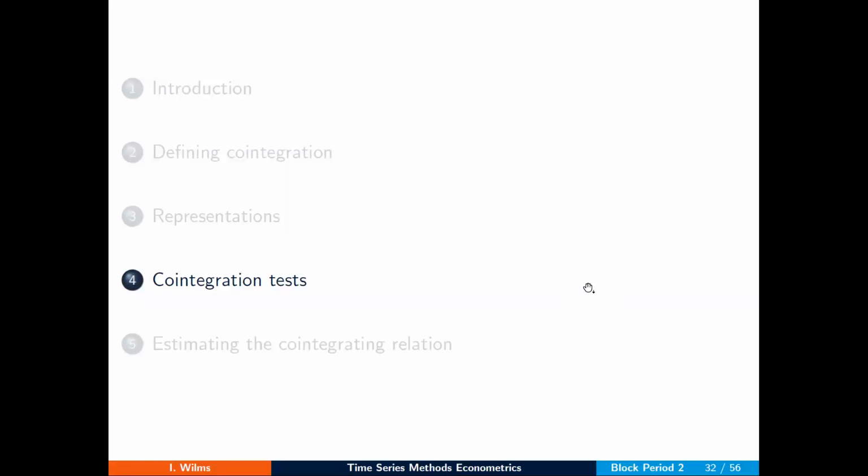In the previous videos, we defined cointegration and we looked at various cointegration representations. In this video, we will learn how to set up a cointegration test in the single equations framework.